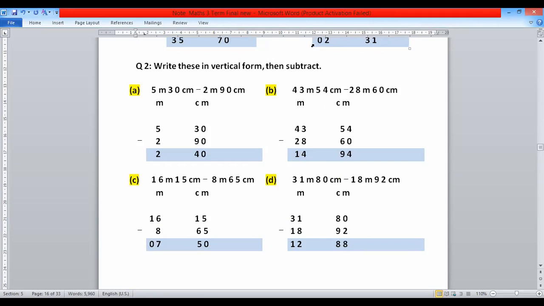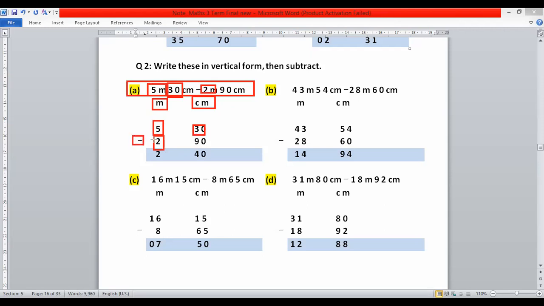Here the sums are given in horizontal form. Look at the first one. The first one is 5 meter 30 centimeter minus 2 meter 90 centimeters. So first of all, we write meter one sides and centimeters another side. And after that, how many meters here? 5 minus 2. So in the below of, we write 5 minus 2. Or you can write in the below of 5 here and 30 centimeters here.